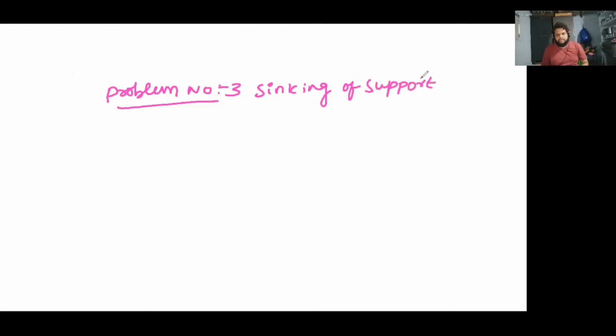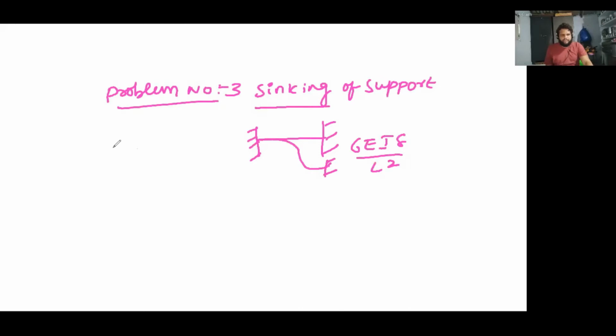So what happens in practical purposes? When you are applying loading on a continuous beam, one of the supports or two of the supports may sink. We have seen in the derivation that the sinking of support value is 6EI delta by L square, and also 4EI by L into theta, 2EI by L into theta.